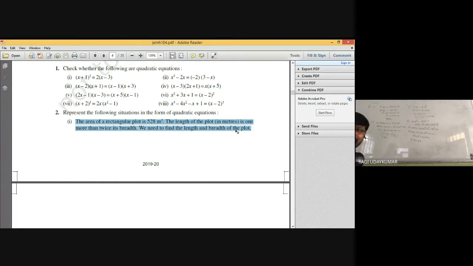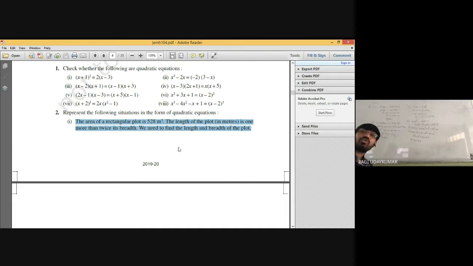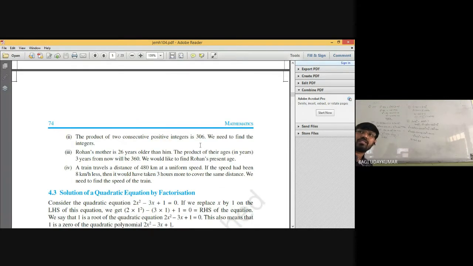Breadth, if it is x, you consider x as the breadth, then length will become 2x plus 1. One more than twice the breadth means 2x plus 1. And the area means find the product of both. Yes, so that we are going to get this equation. So this, I think you can solve it. I'm going to explain the second question to you in this. So what is the question given to you here? Any one of you please read.